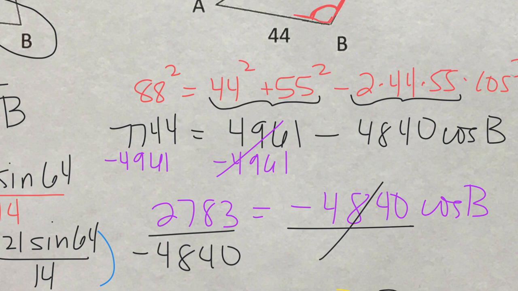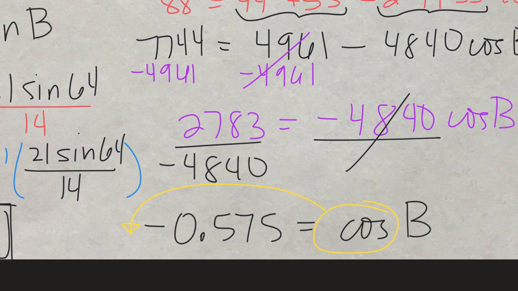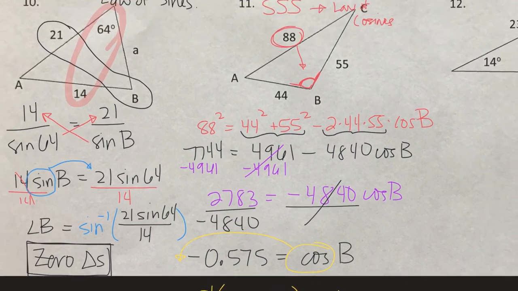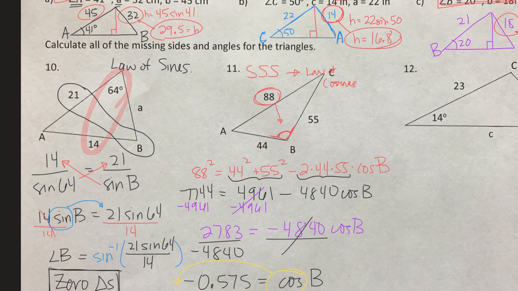And our last step is to take the inverse cosine of negative 0.575. Okay, and when I do that, I get an angle of 125.1 degrees. We'll round to one decimal place, 125.1. That's the angle measure for angle B. Okay, so now we have some options to figure out everything else.